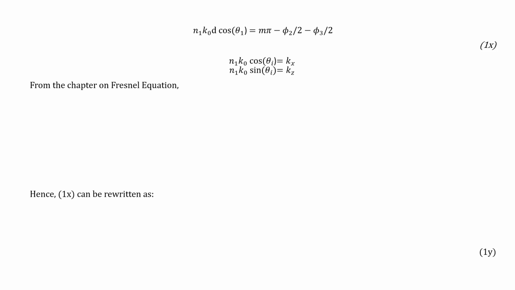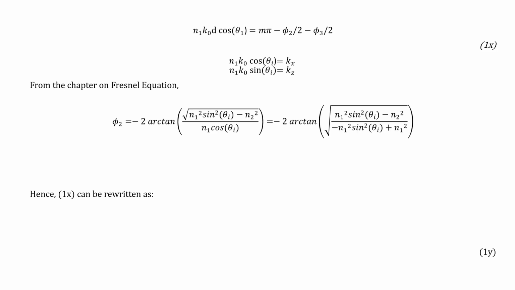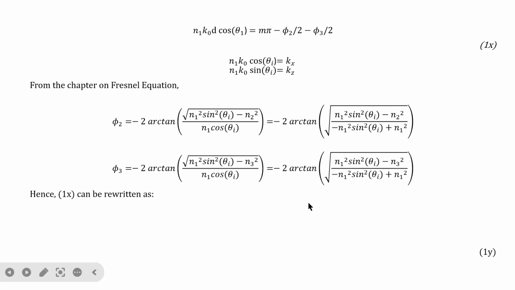So from the previous chapter, we have learned the Fresnel equation. We have also found out the phase shift when a photon is hitting the boundary can be calculated in this manner. So for the lower boundary, the expression is like this. For the upper boundary, the expression is like this.